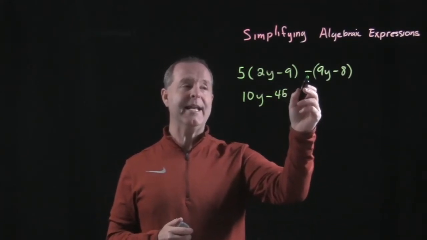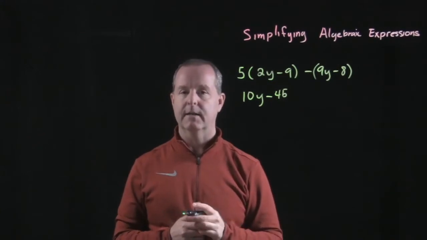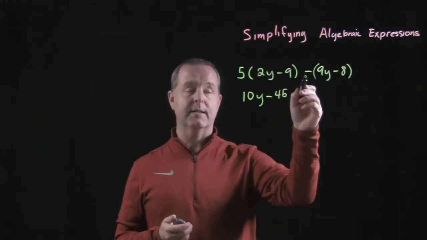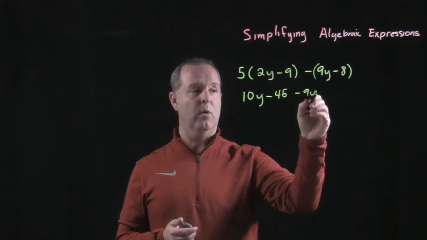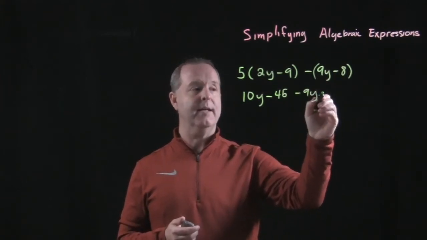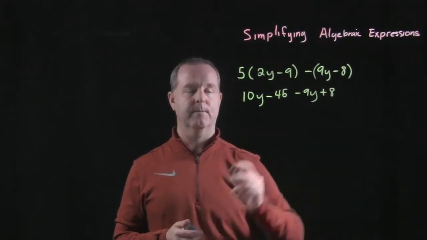Now I have this negative here that's outside. The best way to deal with that is distribute the negative across. So negative times a 9y is a negative 9y. A negative times a negative 8 gives me a positive 8.